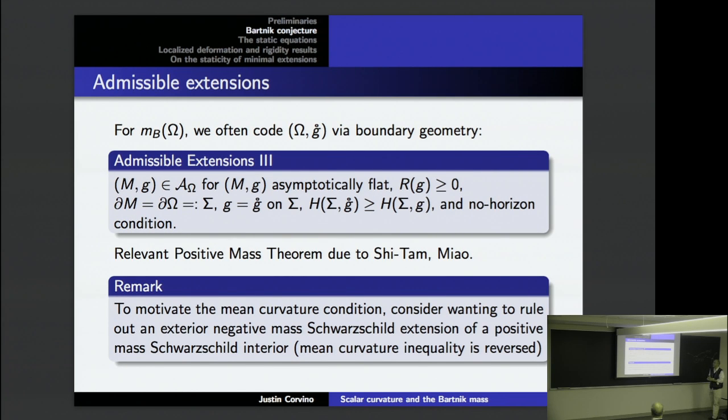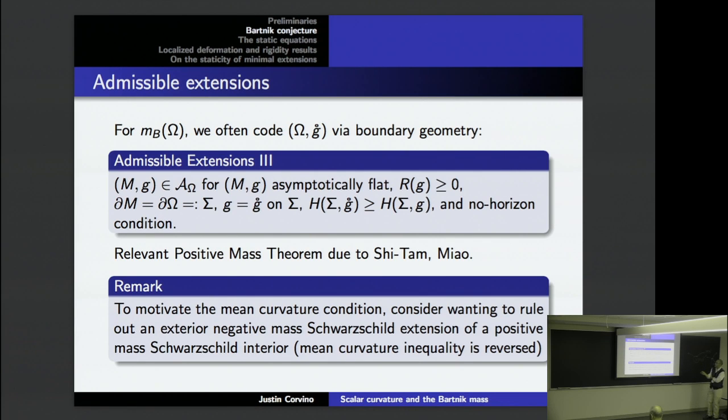Okay, so another approach would be to sort of, in some sense, throw away the domain. I mean, the idea being that the Bartnik mass should basically be determined by the geometry of the boundary. So throw away the domain itself and look at the boundary. So now have extensions be asymptotically flat manifolds with boundary equal to the boundary of your domain omega, where you have the metric from the exterior agrees with the metric on the boundary.